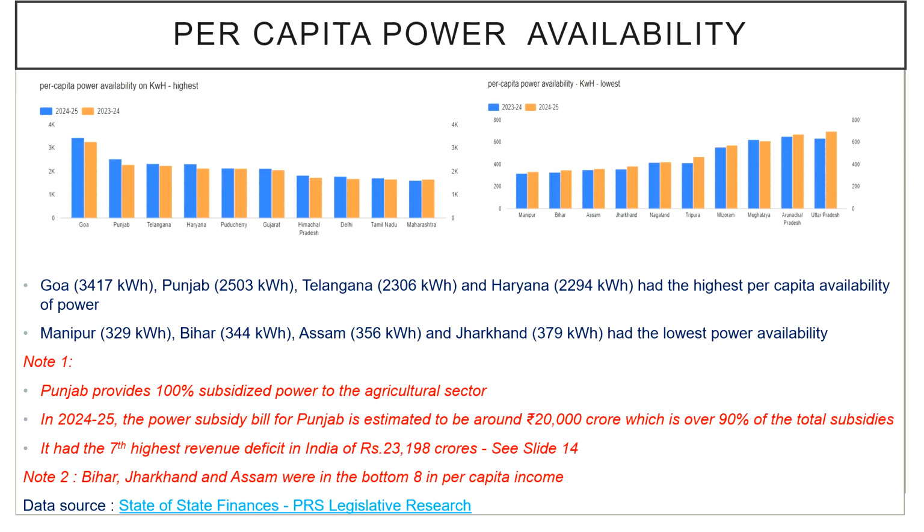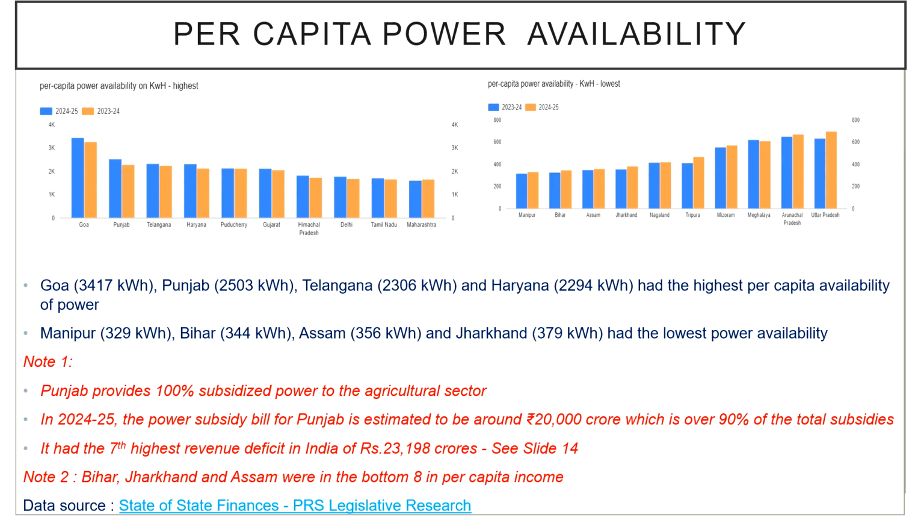Per capita power availability. Goa, 3,417 kilowatt hours, Punjab, 2,503 kilowatt hours, Telangana, 2,306 kilowatt hours, and Haryana, 2,294 kilowatt hours had the highest per capita availability of power. Manipur, 329 kilowatt hours, Bihar, 344 kilowatt hours, Assam, 356 kilowatt hours, and Jharkhand, 379 kilowatt hours, had the lowest power availability.